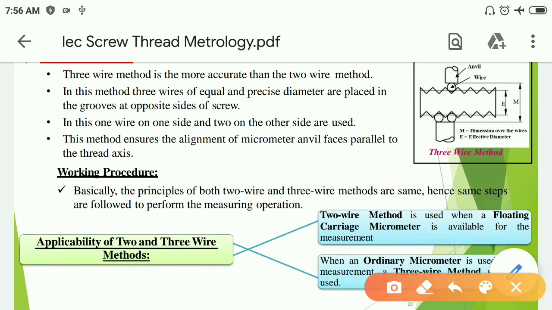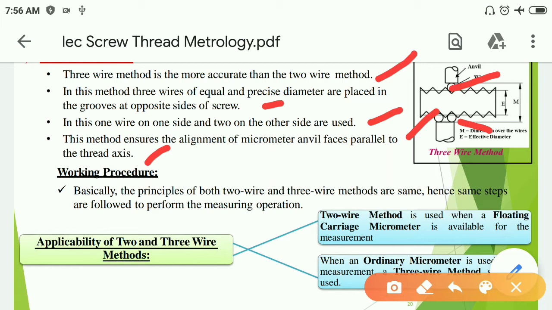Now, three wire method. The three wire method is more accurate than the two wire method. In this method, three wires of equal precise diameter are placed in the grooves at the opposite sides of the screw. Here, three wires as shown in figure, 1, 2 and 3. So, it is known as three wire method. In this, one wire on one side and two wires on the other side are used. This method ensures the alignment of the micrometer anvil face parallel to the thread axis.